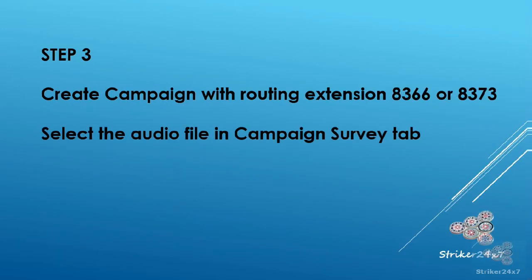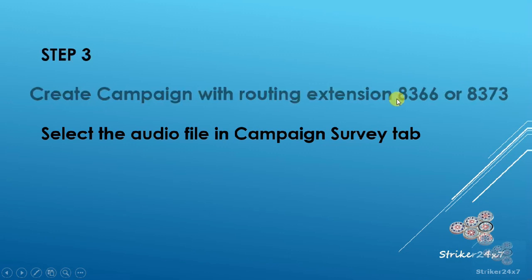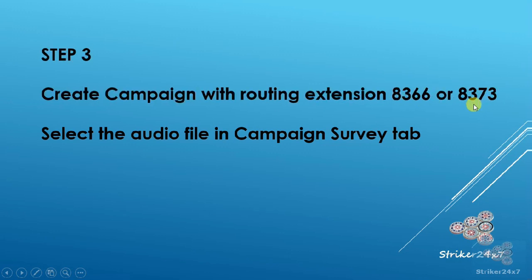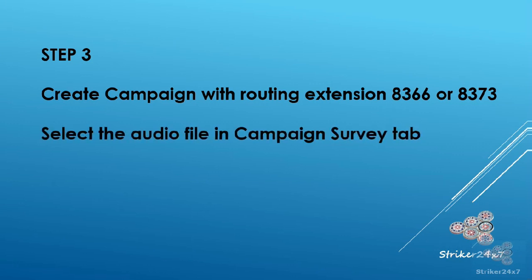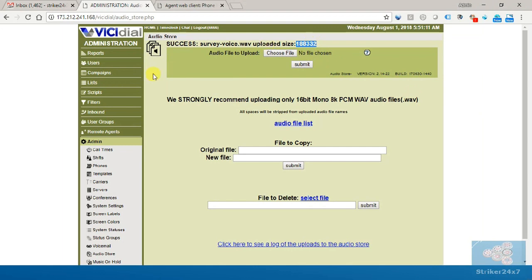Now step 3. Now we are going to create a campaign, a survey campaign. The only difference between the normal campaign and the survey campaign is the routing extension, 8366 or 8373. 8373 will do the answering machine detection, while 8366 will not detect the answering machine. Then select the audio file in the survey tab. I will show you in the GUI.